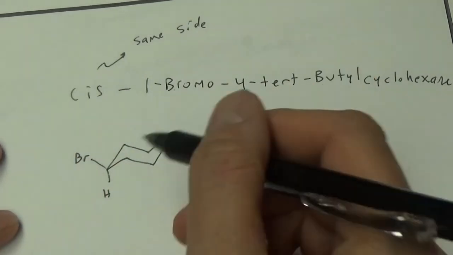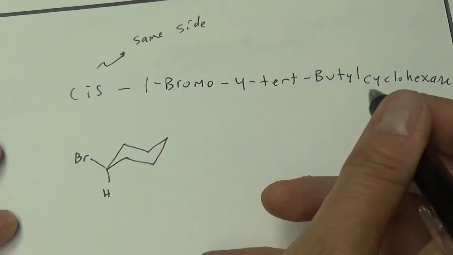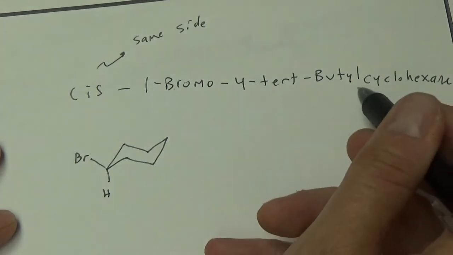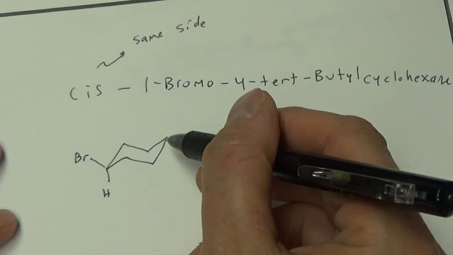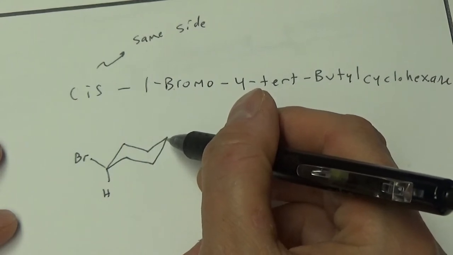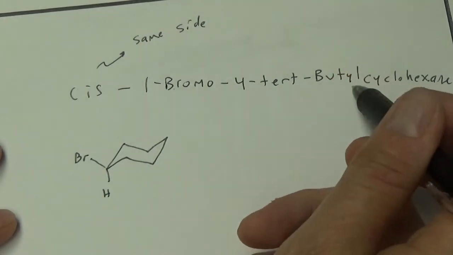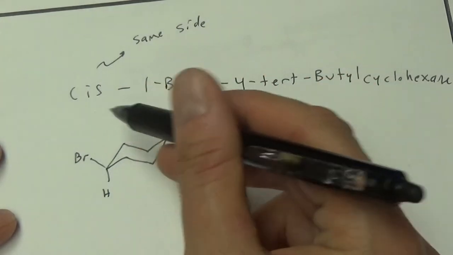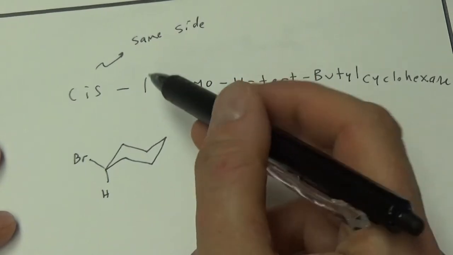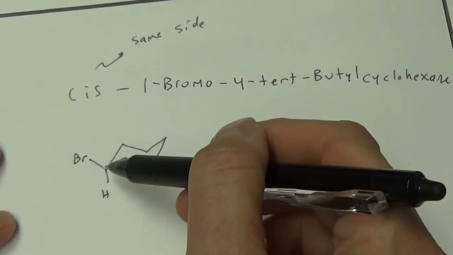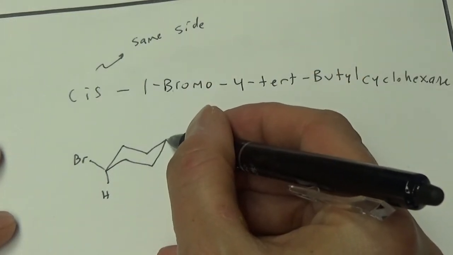So if bromine is up in equatorial, then for 4-tert-butyl cyclohexane, we have a tert-butyl on number 4. Where's 4? It's 1, 2, 3, 4. It's the opposite side. Which direction will tert-butyl be now? Is it going to be up or down? Because the bromine's going up, and it's cis, so by definition of cis, it's going to be on the same side as the bromine. So it's going to be going up.